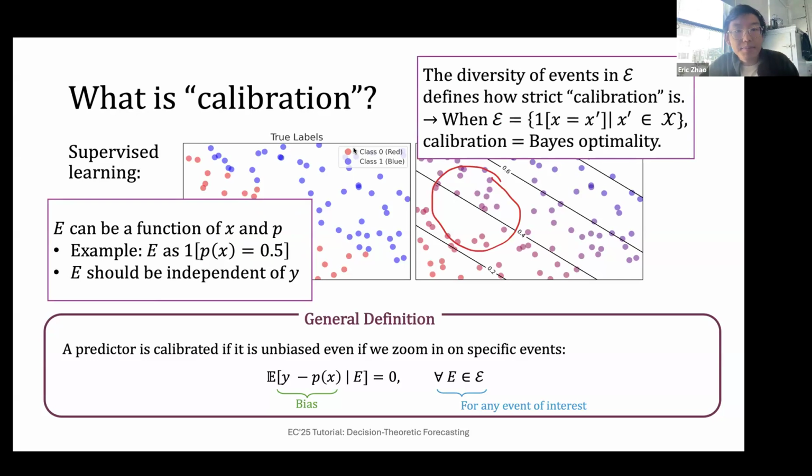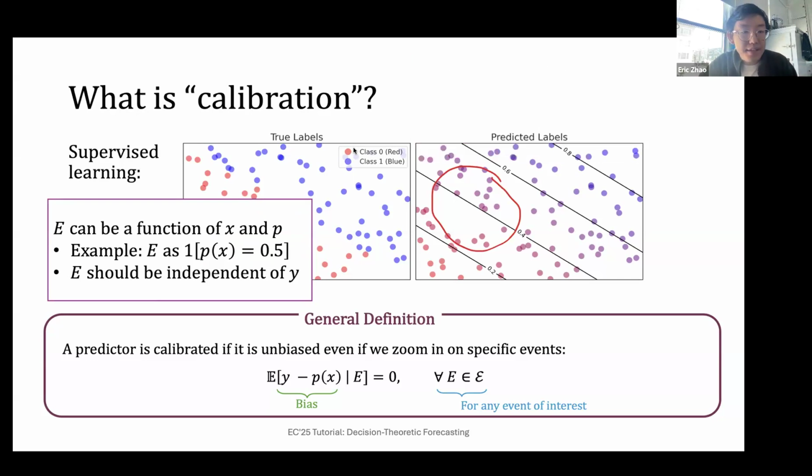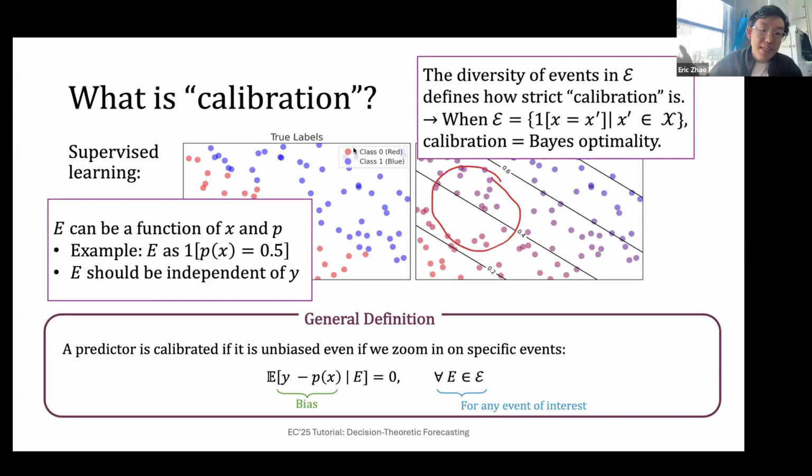And then the last thing I'll say is just, when we take this more general perspective of calibration, the strictness of calibration, like how constrained the guarantee of calibration is, really is described by this set epsilon, this capital epsilon, the set of events that we want to be unbiased on.